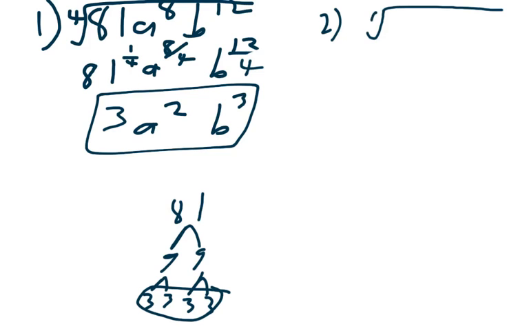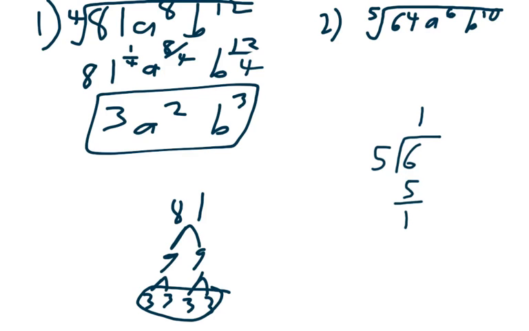For problem number 2, it's asking me to simplify, and when I simplify 64 a to the 6th b to the 10th, I'm going to take my exponents and divide by 5 because there's 5 on the outside. So I got 1 with a remainder of 1 for a, so I got a on the outside and 1a on the inside for the remainder. Remainder stays on the inside.